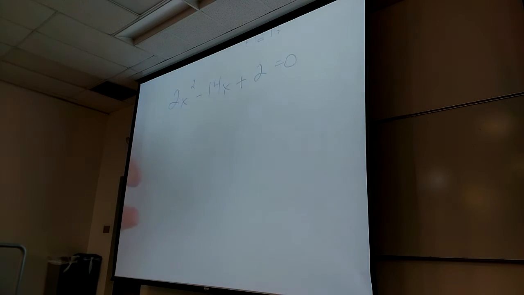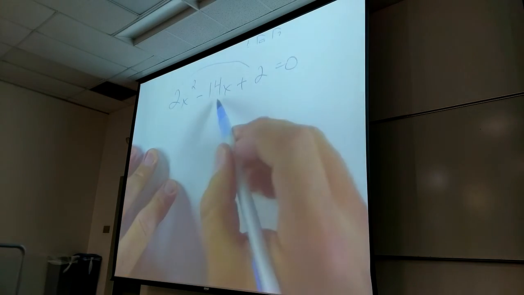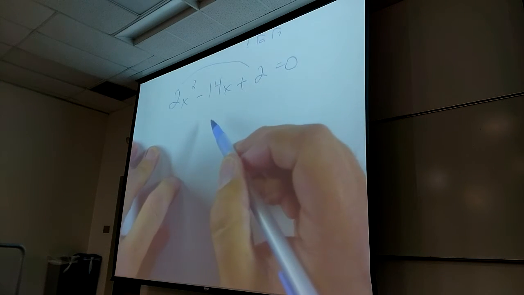Ooh, I like it. Can you factor? Factors of 4 that add to be negative 14? No.